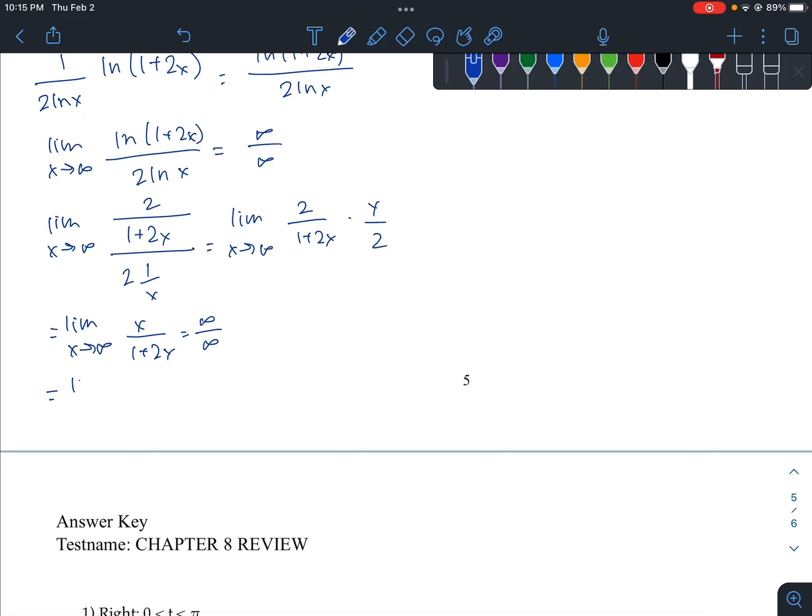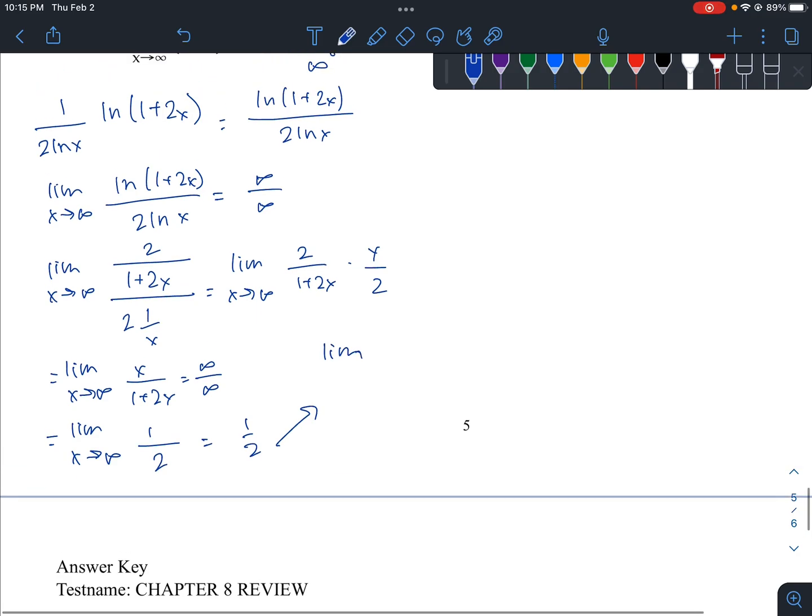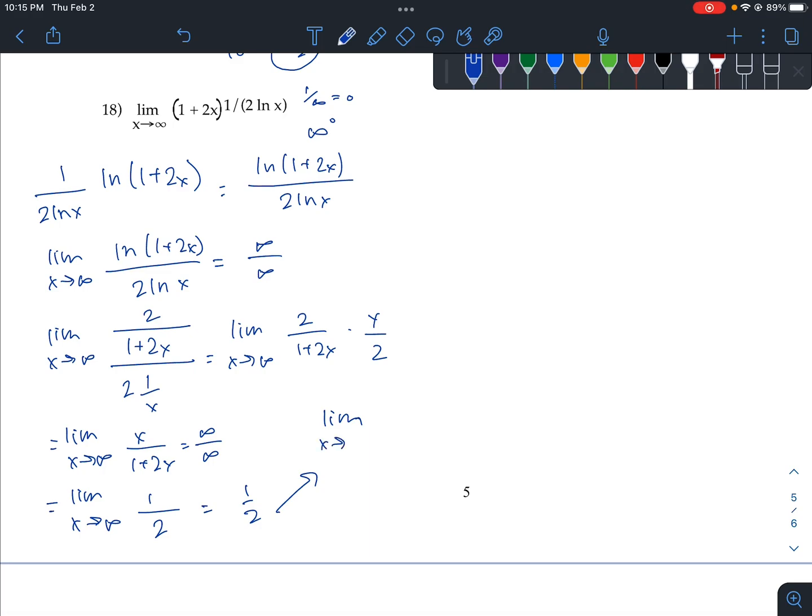But then I can use L'Hopital's rule again. So the limit as x approaches infinity, I'll have 1 over 2, and that's just going to be 1/2. Now remember that I still need to do one last step, and that is I need to do e to the, so my limit of my original function before I took the natural log. So the limit as x approaches infinity of 1 plus 2x raised to the 1 over 2 natural log of x is equal to e raised to the 1 half, which is what we had here. So e raised to the 1 half. So that's our solution there.